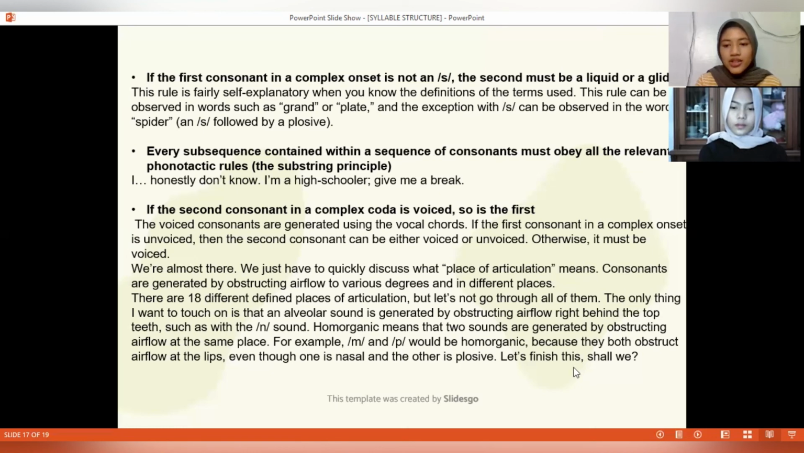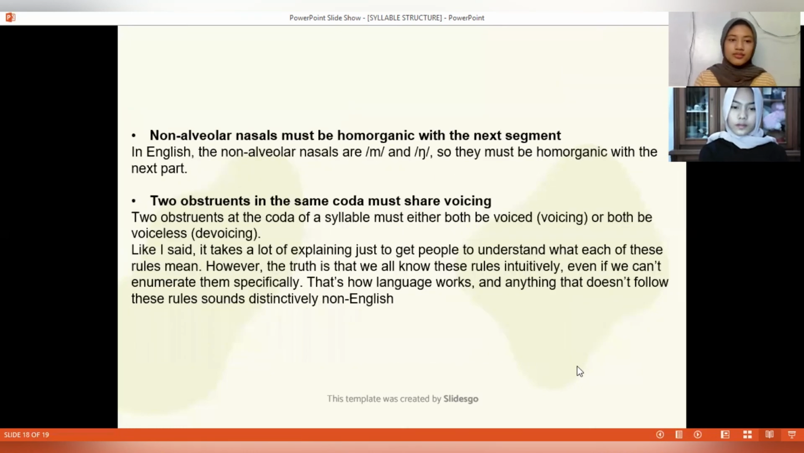Let's finish this, shall we? Next is alveolar nasal must be homorganic with the next segment. In English, the non-alveolar nasals are M and ng, so they must be homorganic with the next part. Next is two obstruents in the same coda must share voicing. Two obstruents at the coda of a syllable must either both be voiced or both be voiceless.